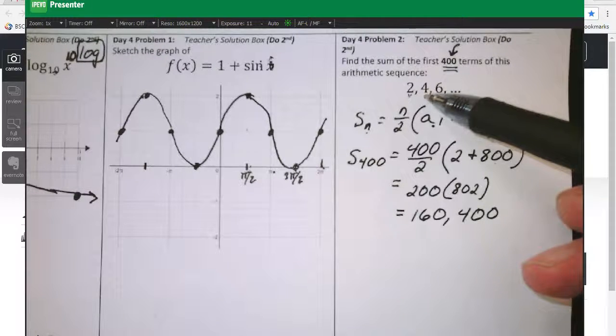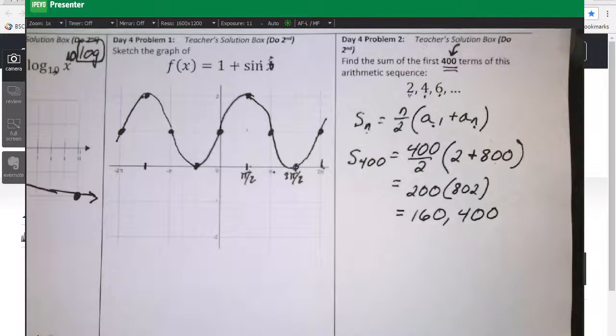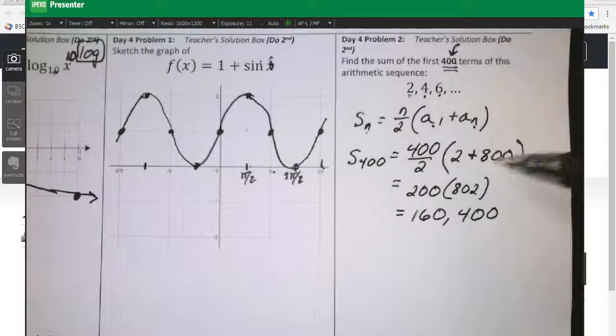Its value is 4. Its position is 2. It's the second term. The value of the third term is 6. Its position is 3. The value 6 is twice the position of 3. So I thought about what would be the value of the 400th term. Twice 400 is 800.